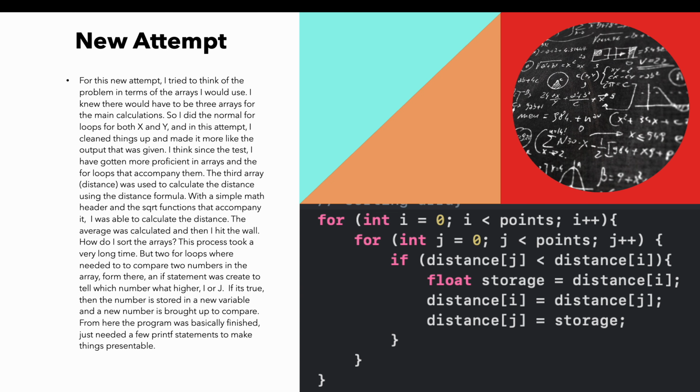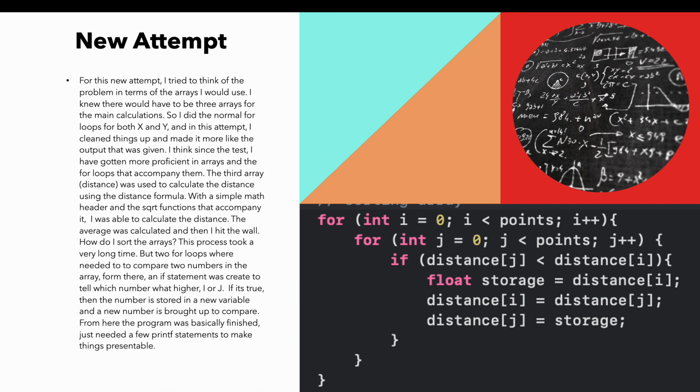But once I calculated the average, that's kind of when I hit the wall, because next thing I had to do was to sort the array. I had to sort the distance in descending order, so highest to lowest, and I had no idea how to do that. The process took a long time. I knew I would have to use for loops, obviously, but I didn't realize I'd have to use so many. I thought it would just be one and done, but nope, I had to use two. As you can see on the right, this is actual code from the compiler that I used.